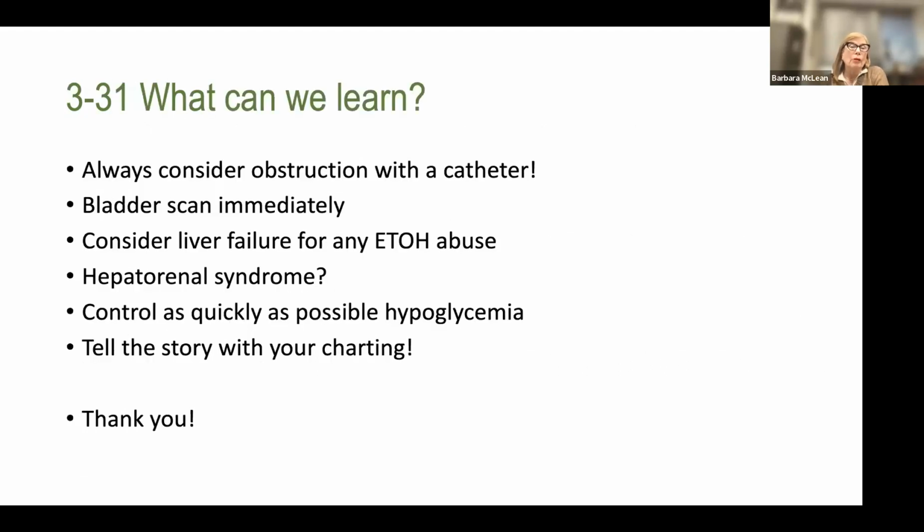So what can we learn? Always consider obstruction with a catheter. Scan your patient immediately when they have decreased urine output. Always consider liver failure for anyone who has alcohol abuse, and always consider hepatorenal syndrome, which again will be treated with particular vasopressors. Terlipressin if you can, norepinephrine if you don't have terlipressin, or you could use oral agents, but you may not be able to give this patient anything orally, so that may be an issue.